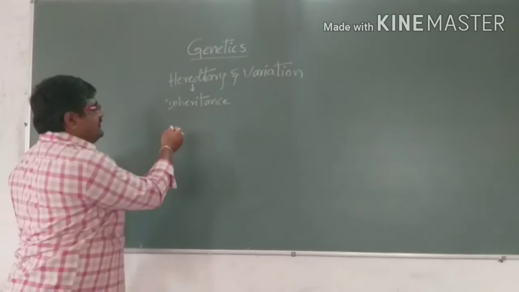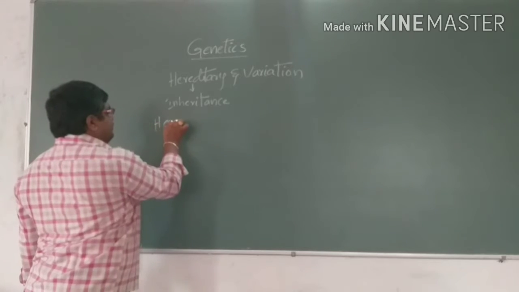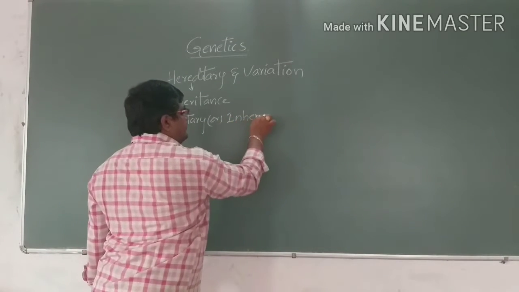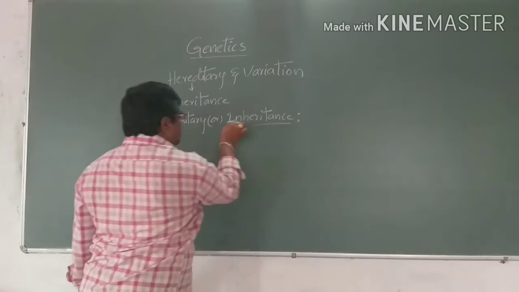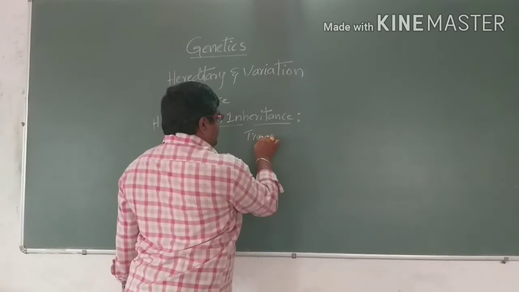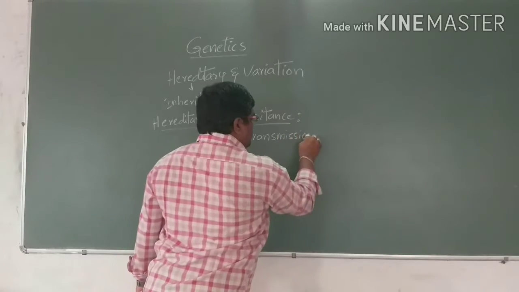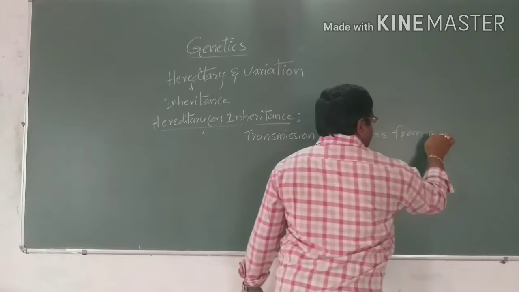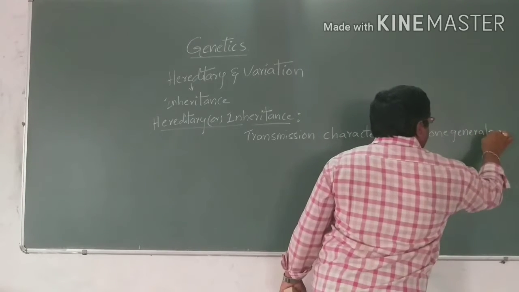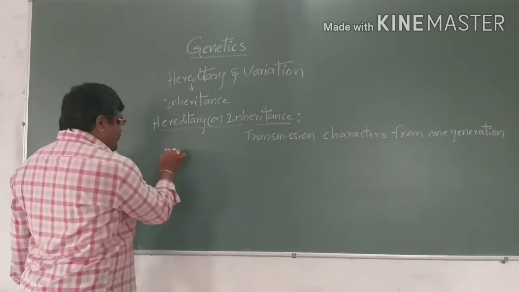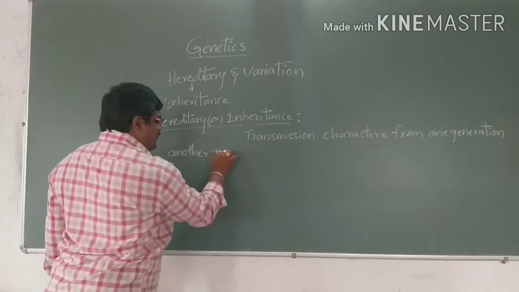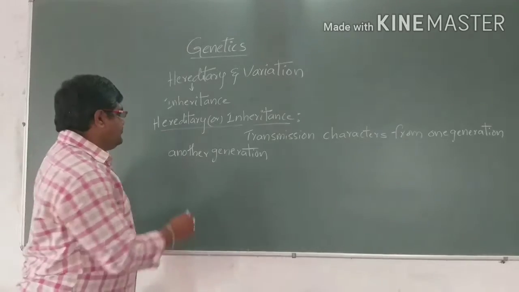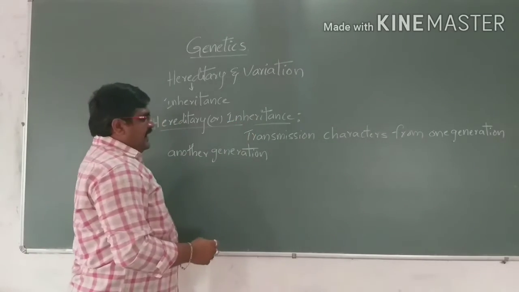So what is heredity, or inheritance? Inheritance means the transmission of characters from one generation to another generation. So the transmitting of characters from one generation to another generation, we can call heredity, or we can call inheritance. And now, variations.